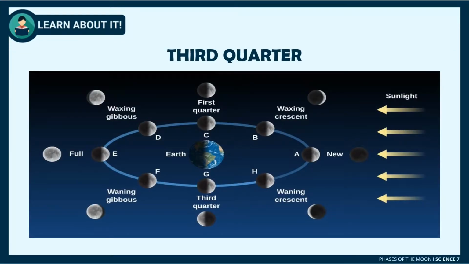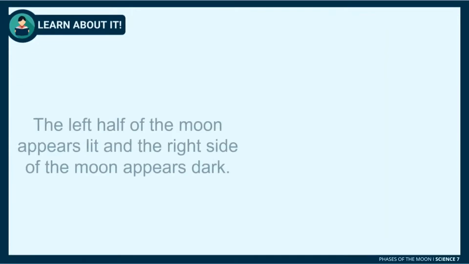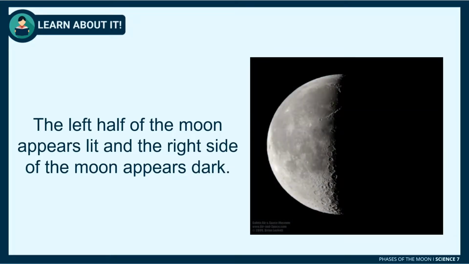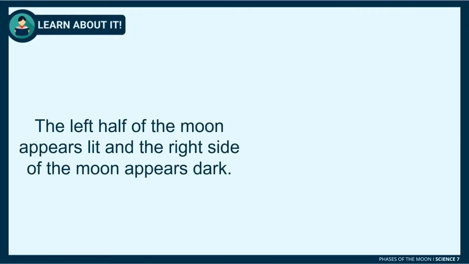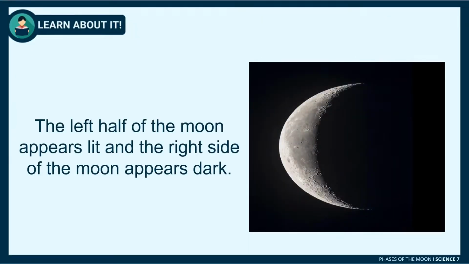From waning gibbous, the moon will change into last quarter. During the last quarter, the right half of the moon's surface is dark while the other half is illuminated by the Sun. Lastly, the lunar cycle will end with waning crescent. In this phase, the small portion on the left surface of the moon is illuminated by the Sun while the rest is covered with darkness.